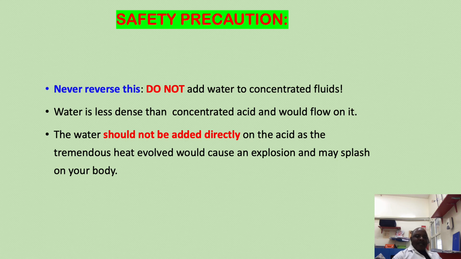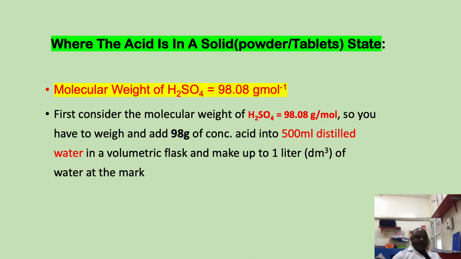Then, the last thing would be, should the acid be solid, could be powder or tablets, what we need to do is to consider the molecular weight of the acid, which is 98.08 gram per mole. In this case, we need to weigh 98.08 gram on a balance. Dissolve this in about 500 ml distilled water and make up to the mark.